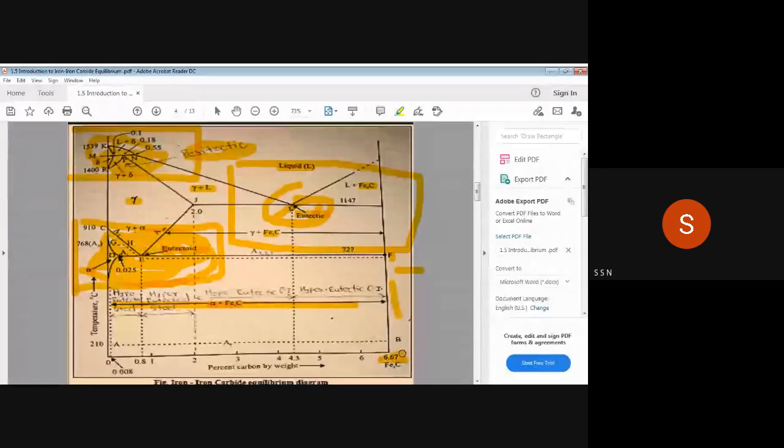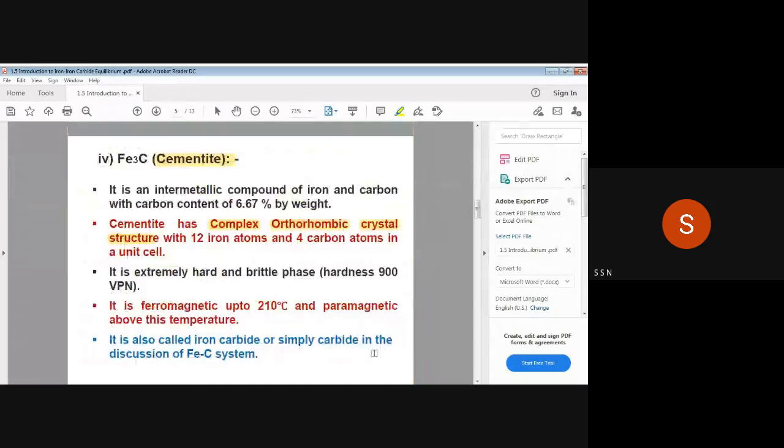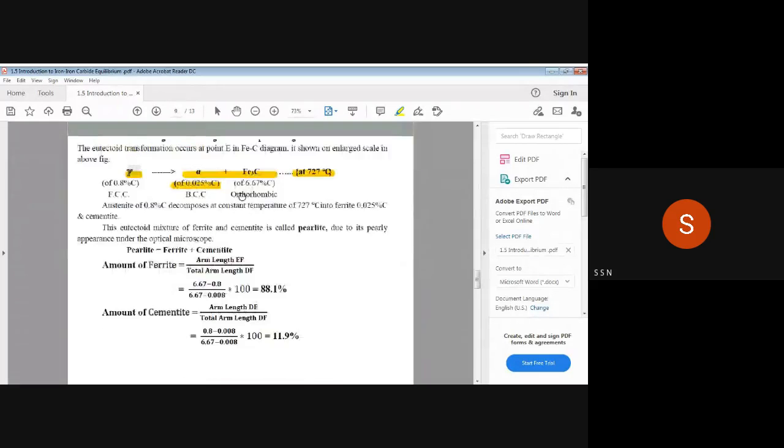That's why in that reaction, the percentage of carbon for Fe3C is shown as 6.67% carbon. 0.8% of carbon for gamma austenite, 0.025% of carbon for alpha ferrite, 6.67% of carbon for Fe3C cementite. So these are the percentages of carbon.